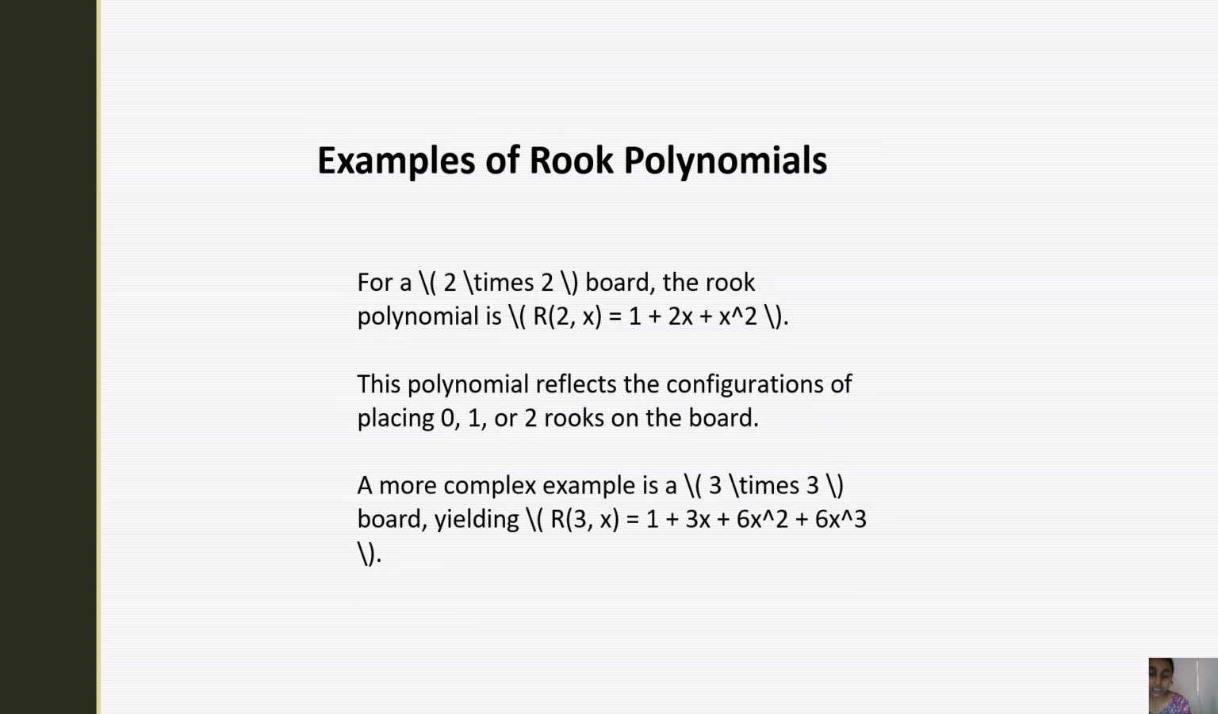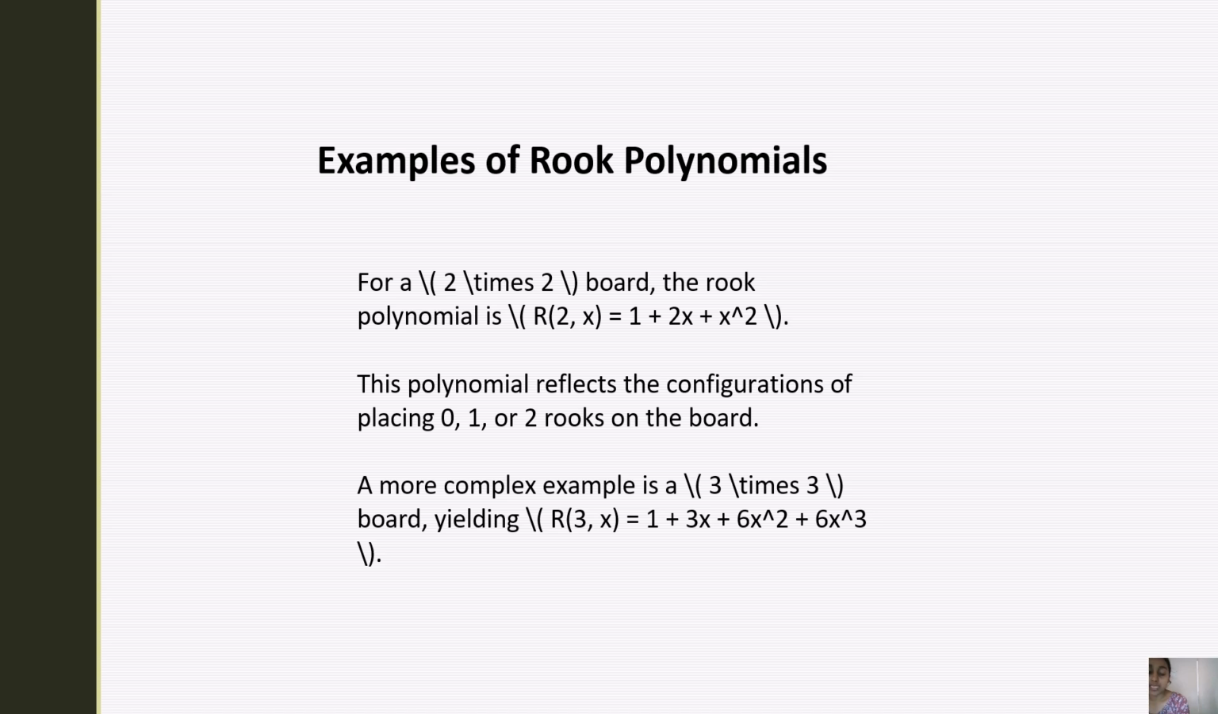Let us now see an example of a rook polynomial. For a 2 times 2 board, the rook polynomial is r(2, x) = 1 + 2x + x^2. The polynomial reflects the configuration of placing 0, 1 or 2 rooks on the board.